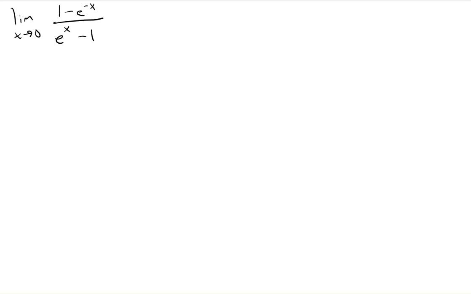Trying x approaching 0. So it would give us 1 minus e to the 0, or negative 0, but same thing, over e to the 0 minus 1. And anything to the 0 power is 1. So this gives me 0 in my numerator and 0 in my denominator. So fortunately, substitution doesn't seem to work out. We've got to think of some way to rewrite this before we can do that.